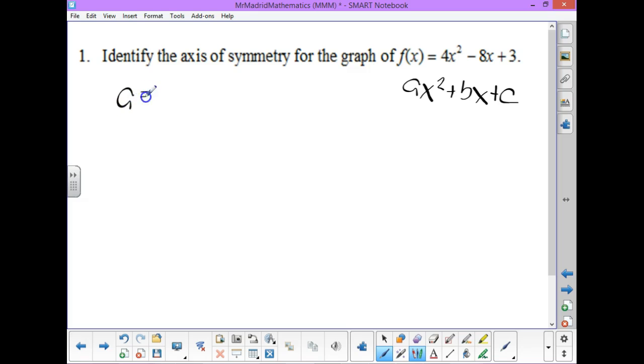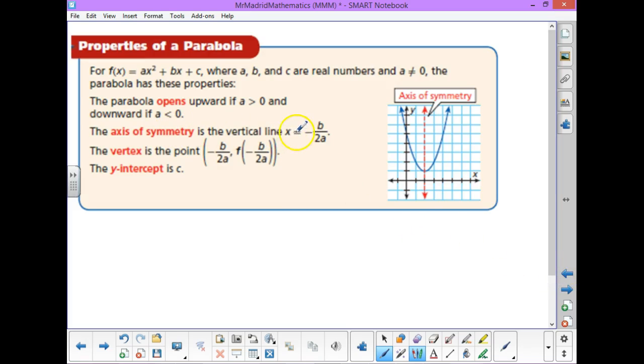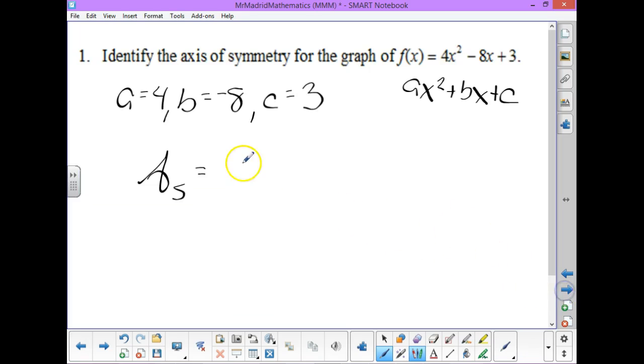I'm going to jot this down. I can tell that in front of the x is b, which is negative 8, and I can tell that the plus this number is the c, so c is 3. Now they do want the axis of symmetry. So we'll go ahead and use that symbol. It's just a fancy A with an S, axis of symmetry. And instead of cracking your head, just look over here and it gives you a formula: x equals negative b over 2a.